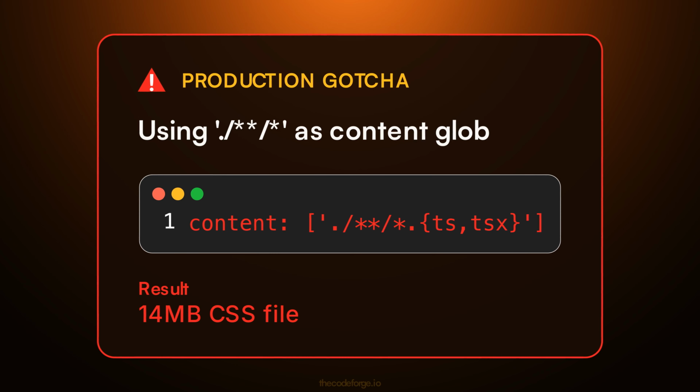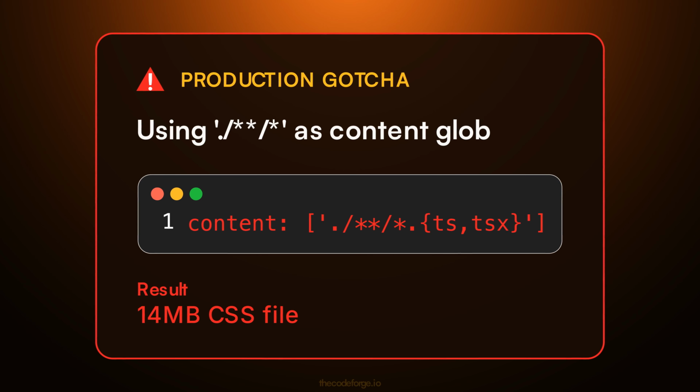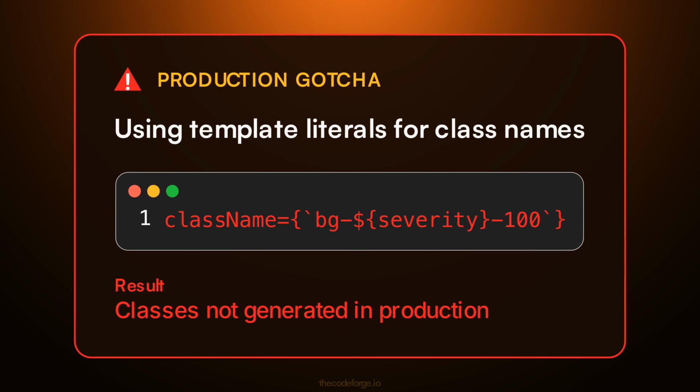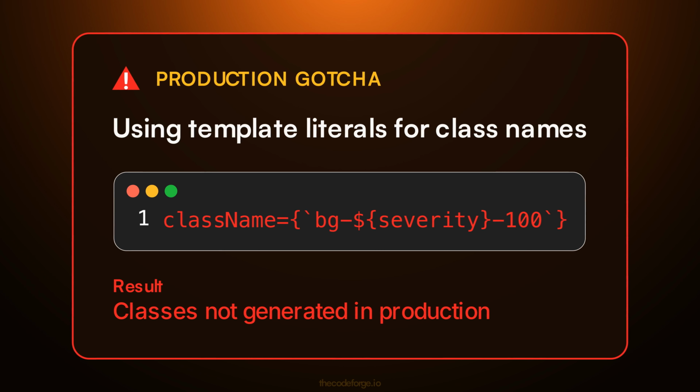Never use /**/* as your content glob. It matches files in node_modules, .next, and every other directory, causing Tailwind to generate a massive CSS file. Template literal class names are not statically analyzed by Tailwind. In production builds with aggressive purging, these classes are stripped, causing missing styles.